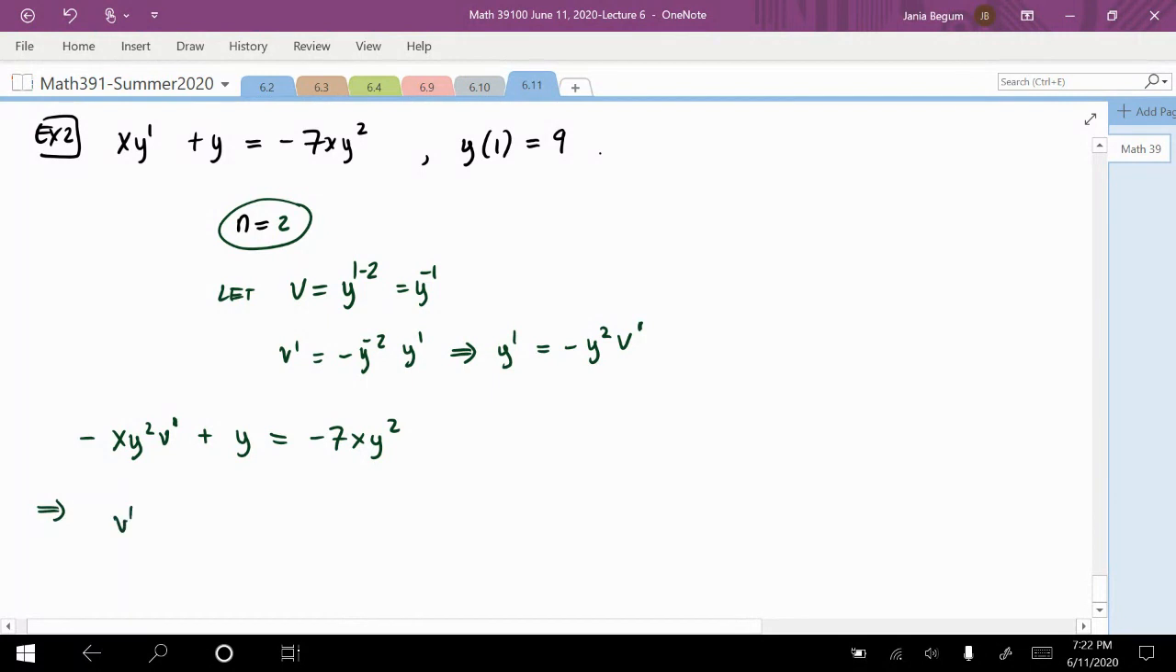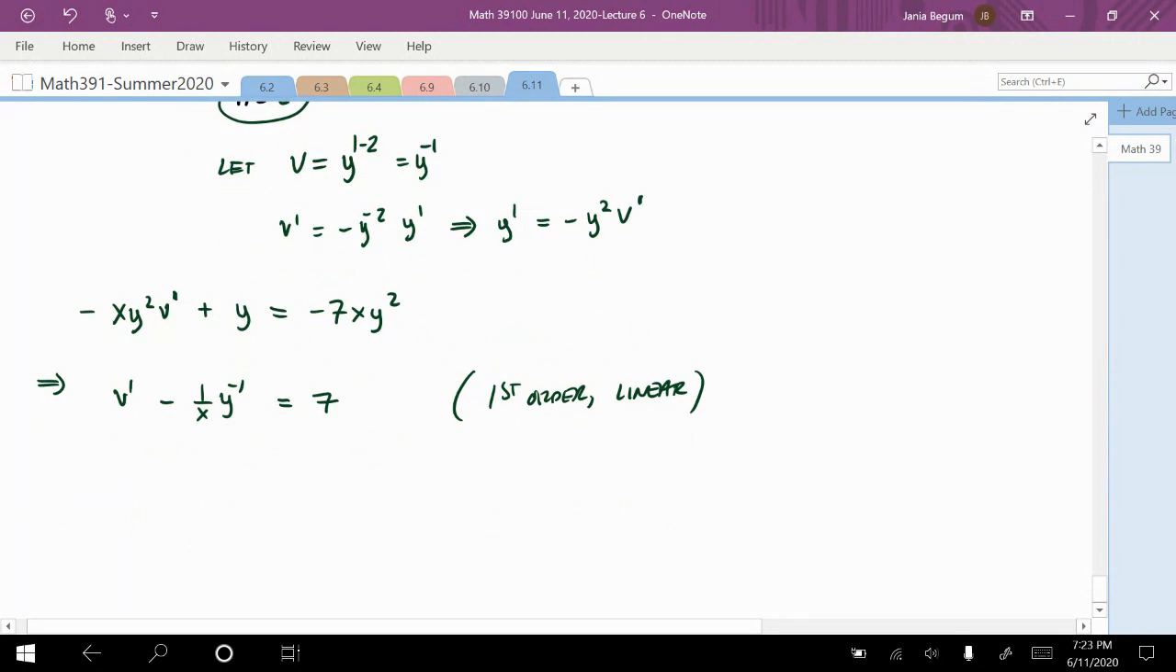So we have v prime minus 1 over x, and y over y squared, that's just y to the negative 1, is equal to 7x over x, that's just 7. Negative cancels out. Y squared will also cancel out. So here we have a first order linear equation. Again, we successfully reduced a nonlinear equation into a linear equation. Okay? And now from here, you know how to solve this. This is a linear equation.